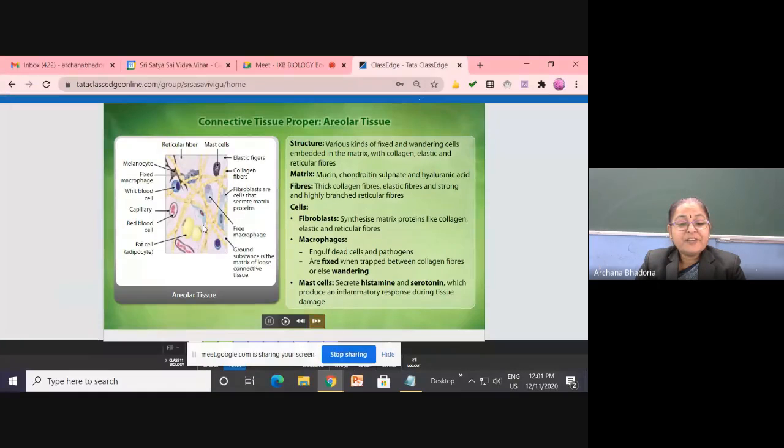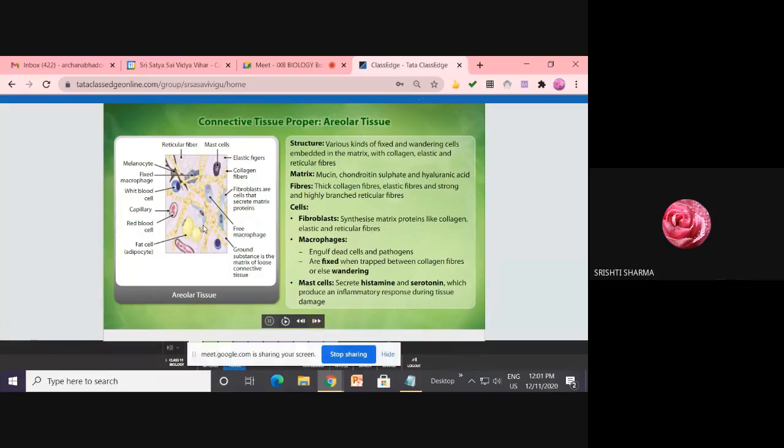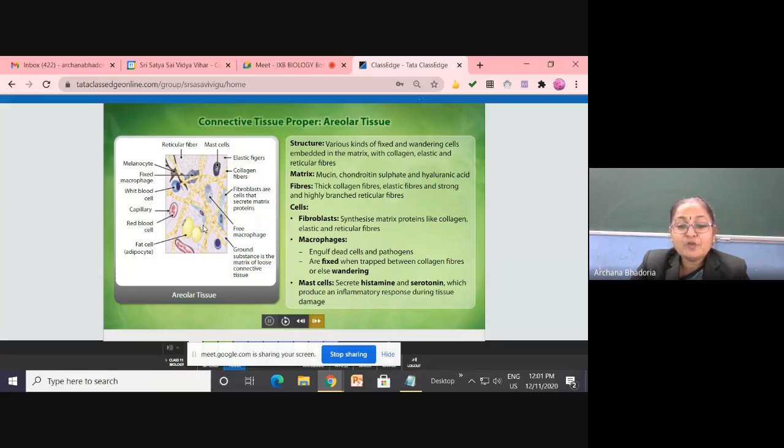So what is the matrix? Matrix is the medium. So that medium here in the areolar tissue is jelly-like. So you have written it as jelly-like. And what does this matrix contain? It is having the different types of the cells and the fibers. Noted this much? Yes, ma'am. Okay. Now put the subheading, children, fibers.